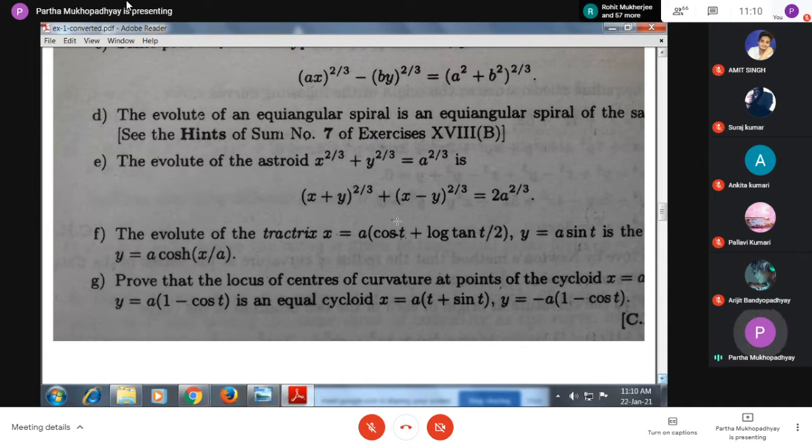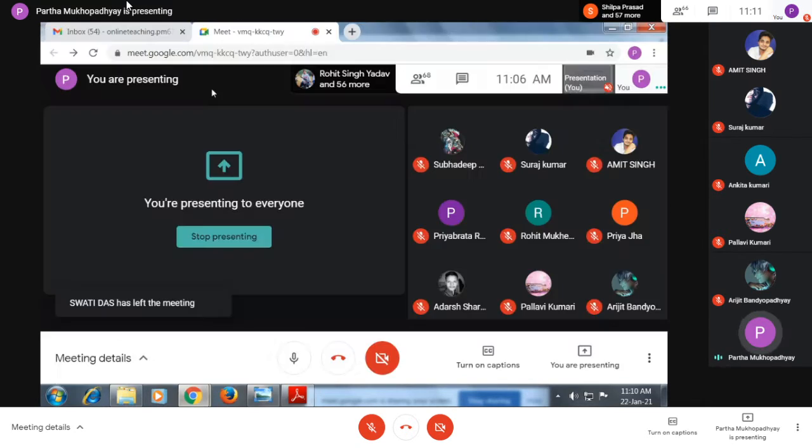Again, I'm telling you the given cycloid has the equation x is equal to a into t minus sin t, which is not being shown due to some problem in photography. It should be x is equal to a of t minus sin t. Okay. Now, if anybody could solve this problem? Anyone?